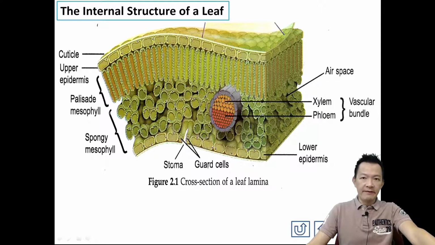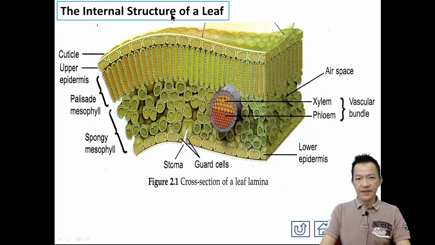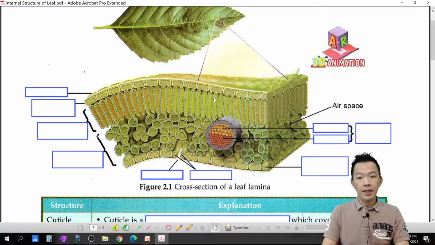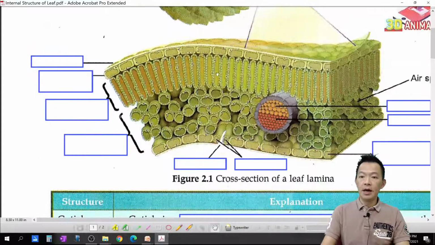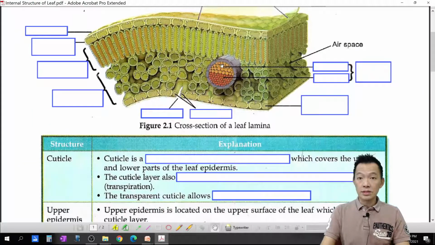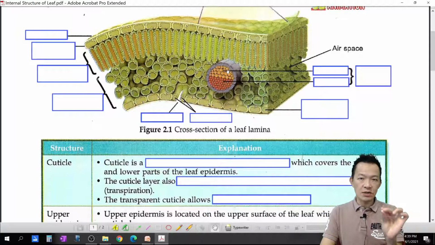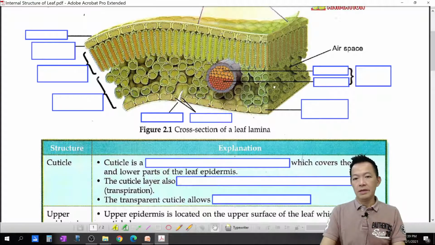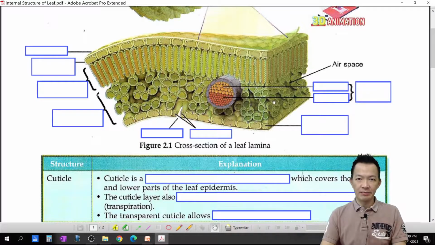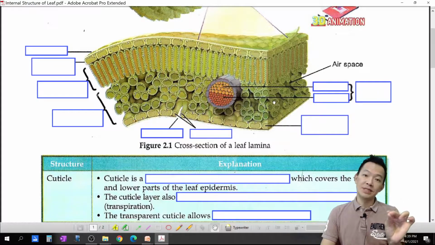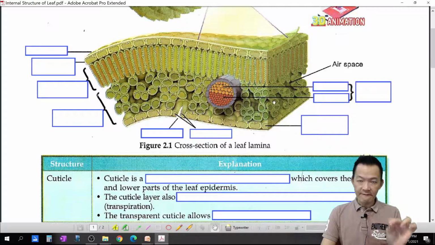Okay, so after we finish the external structure of a leaf, now we go to the internal structure of the leaf. Today you are Form 5. If you are still not able to fill in the blank for all the structure of the leaf here, that means you're not good enough. But never mind. But if you are Form 5, you really should know all the structure here. So follow me together.